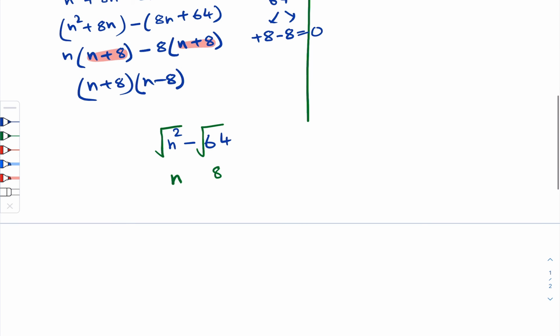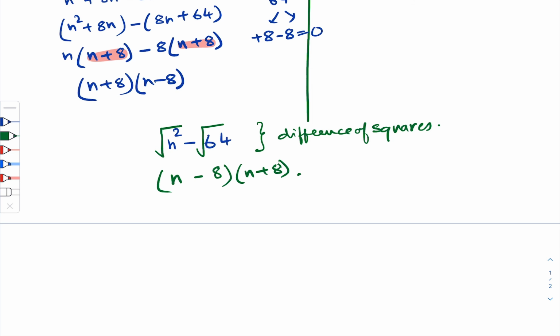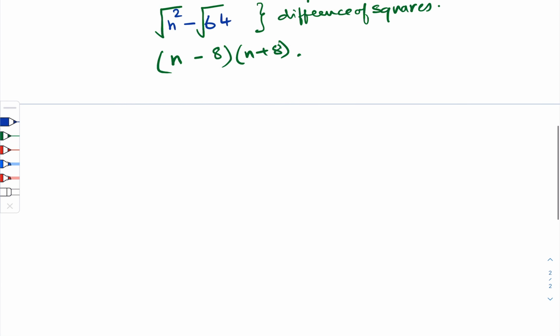The special case is called difference of squares. With a difference of squares, without going through all this, you can immediately break it down into n minus 8 times n plus 8. There you have it. So let's go ahead and try another one.